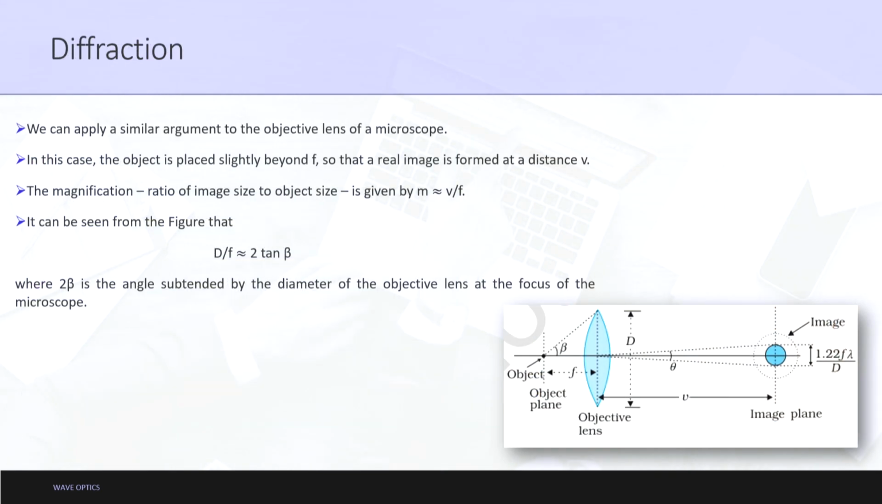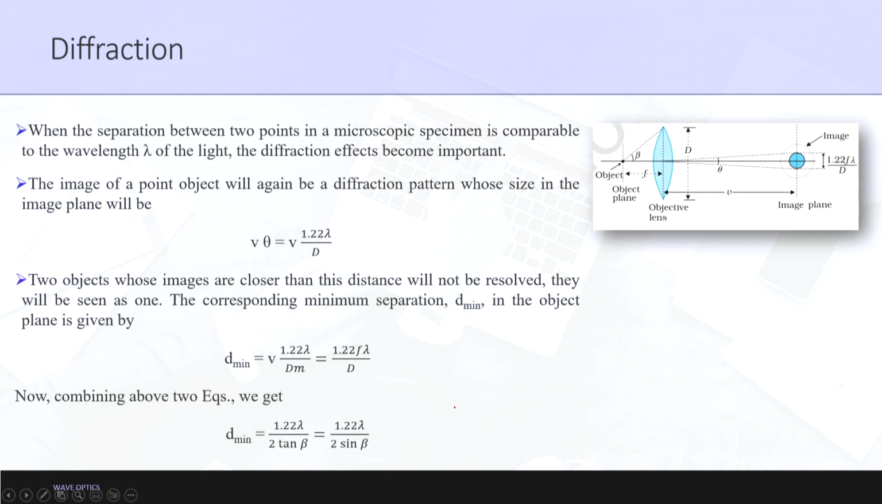In the last lecture we understood some concepts, similar to optics concepts. As we know, magnification is v by f. Here v is the distance from the lens at which the image is formed, and f is the focal length. From this we calculated that d by f is approximately equal to 2 tan beta, where beta is the angle subtended here. Finally, we got the minimum separation for which the images will be resolved, that is, won't combine into a single entity: d min is equal to 1.22 f lambda upon capital D.